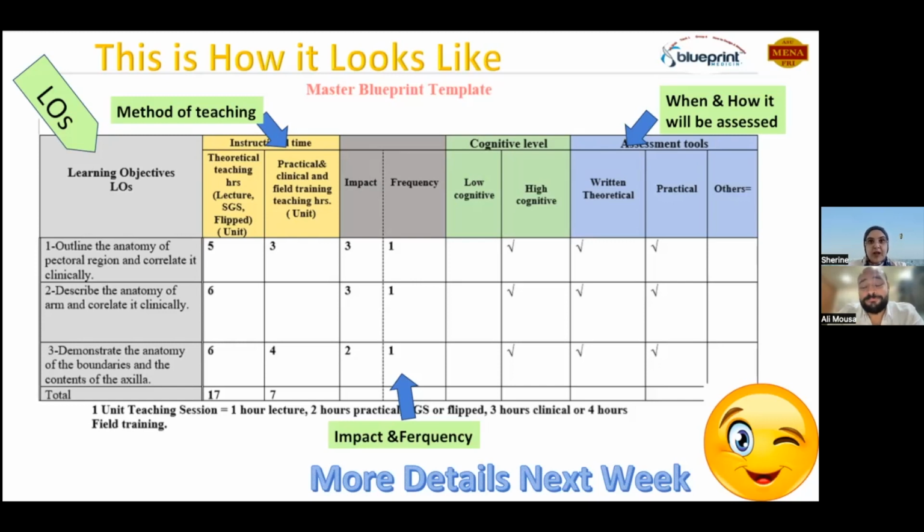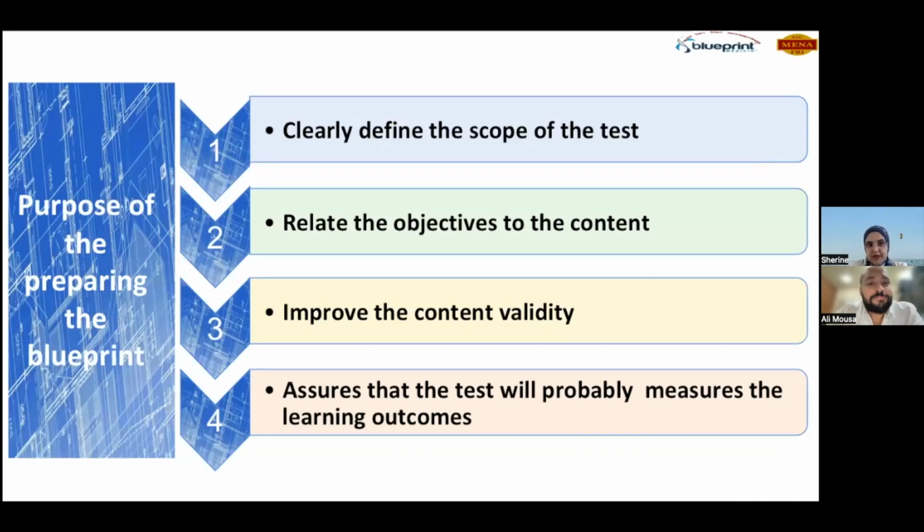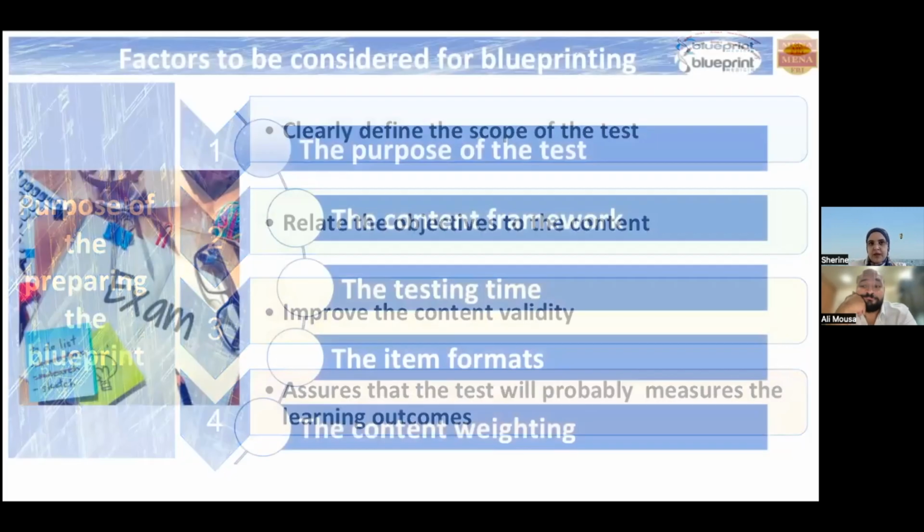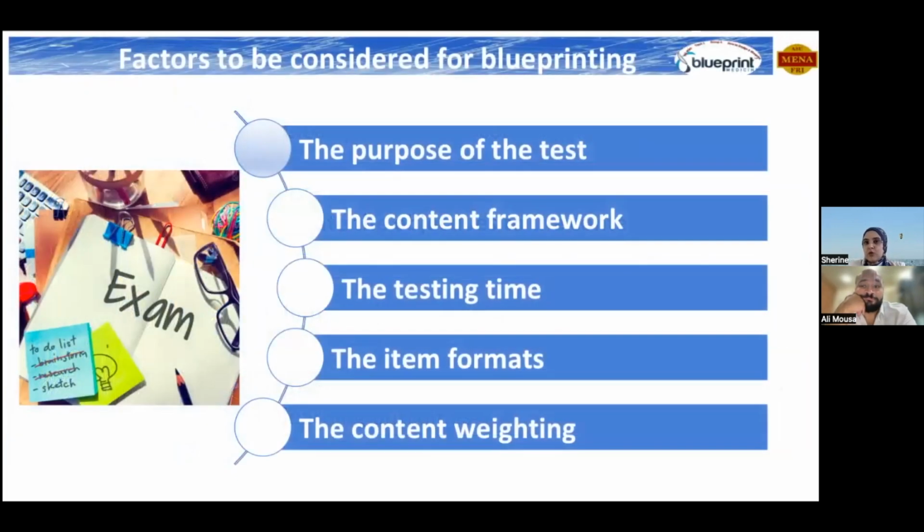But for now, I need to clarify two important things. The purpose of preparing the blueprint is to clearly define the scope of the test, to relate the objectives to the content, to improve the content validity, and to assure that the test will properly measure the learning outcomes. Factors to be considered while you're preparing the blueprint are the purpose of the test, the content framework, the testing time, the item formats, and the content weighing.